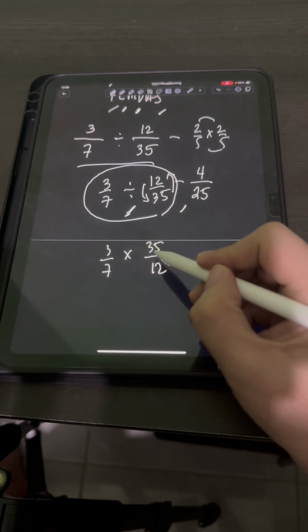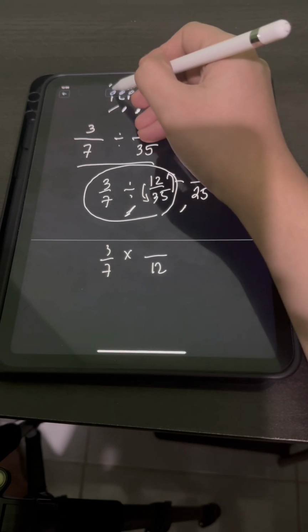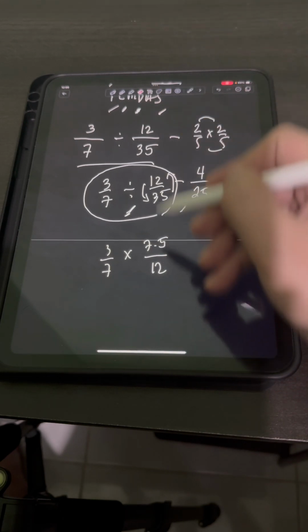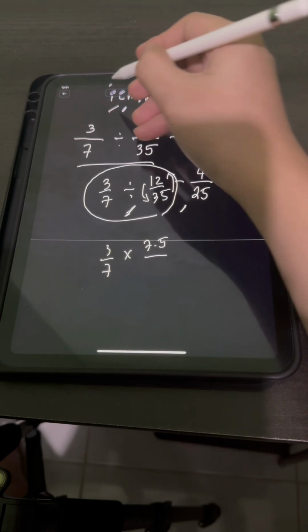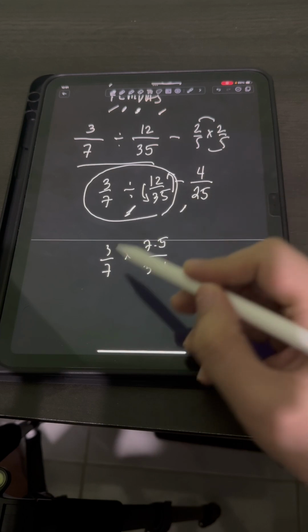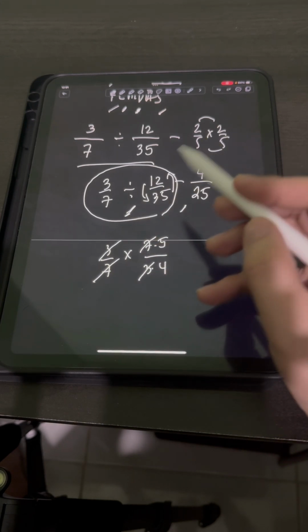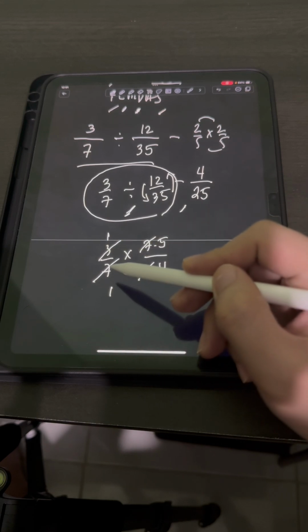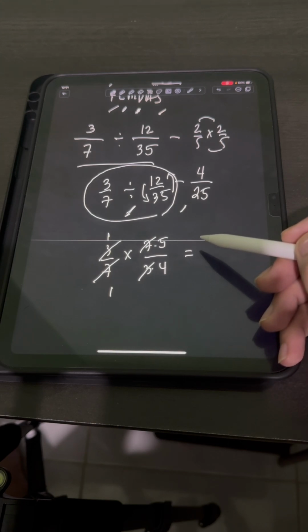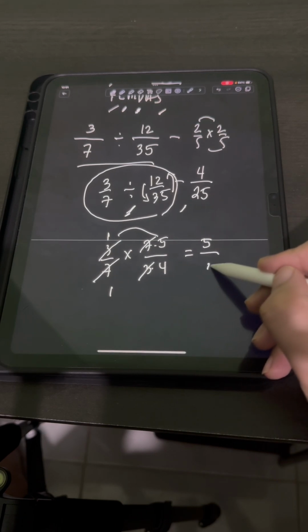So we can factor out this 35 as 7 times 5, as well as this 12, we can factor this out as 3 times 4. So we can apply cancellation. We can cancel out this 7. We can cancel out this 3. So we basically have just 1 over 1 here, or simply 1. So therefore, the remaining fraction will be 1 times 5 is 5 over 1 times 4, 4.